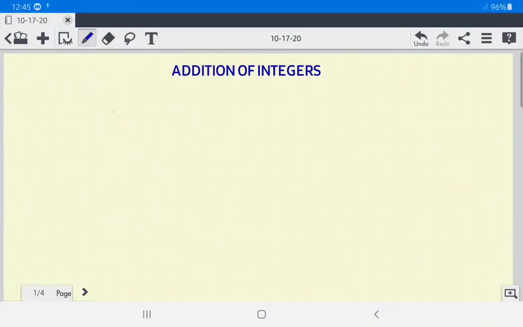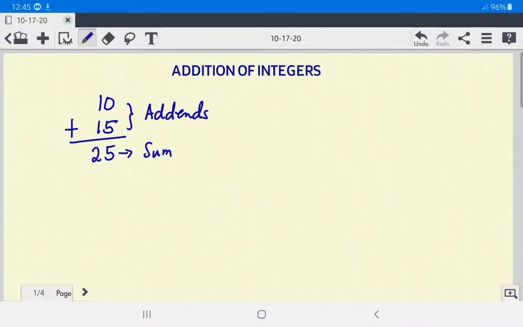In adding numbers like 10 plus 15, 10 and 15 are what we call addends, and the result of this, which is 25, we call the sum. This is the result of adding two integers. Addends are the integers, or the numbers, to be added.